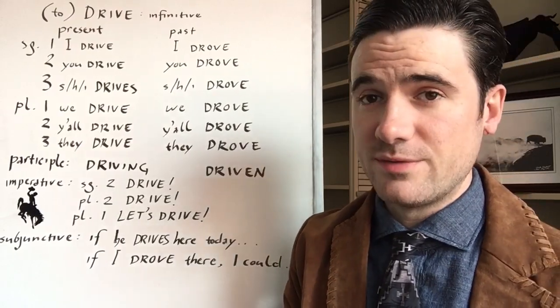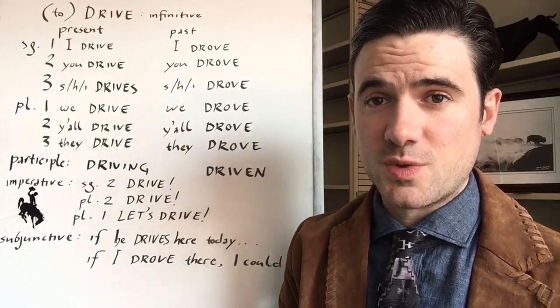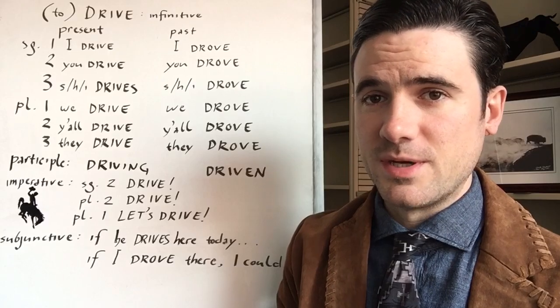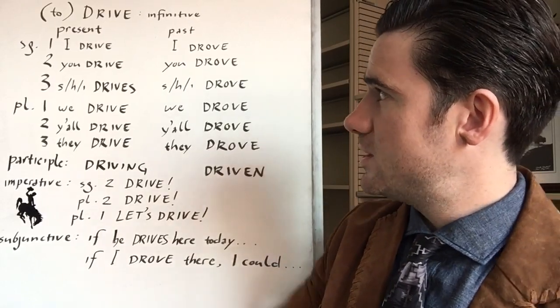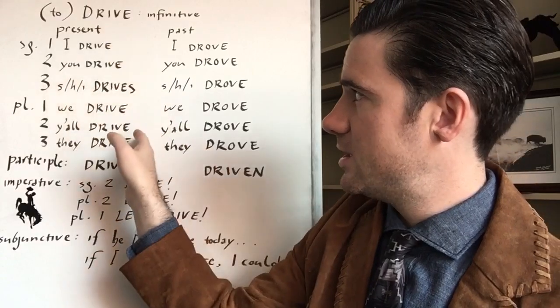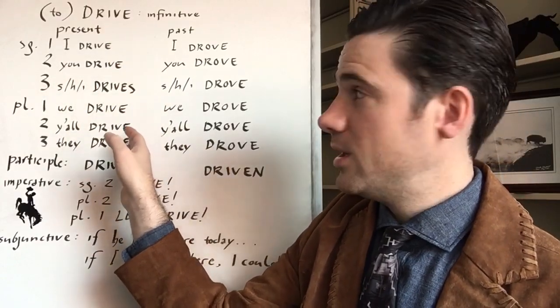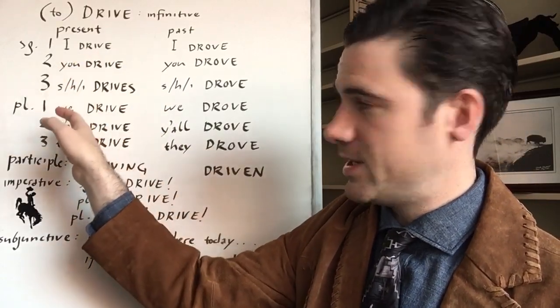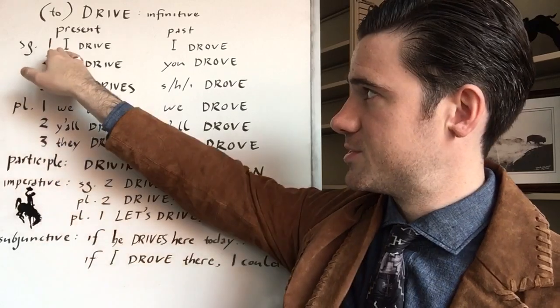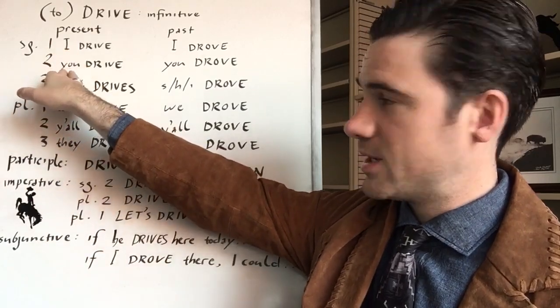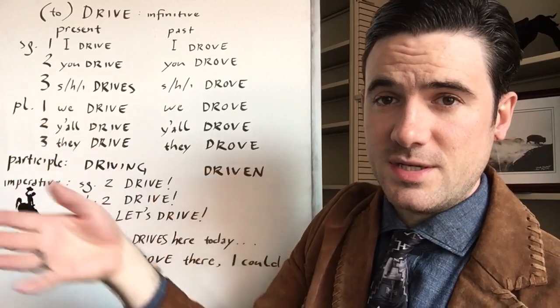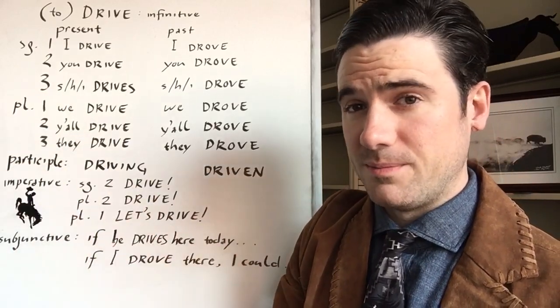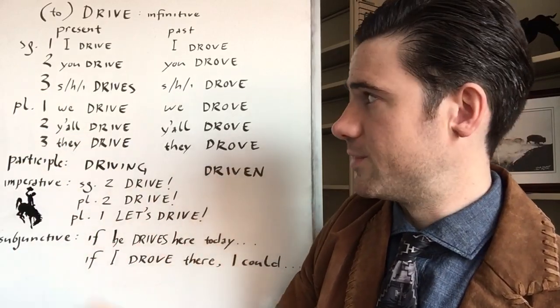So here's drive. This is a typical strong verb in English, and I'll get in a minute to what I mean by strong and weak verb. We see that in the present tense, we have 6 possible categories of subject. First person singular, I, second person singular, you, third person singular, she, he, it, or any given thing, a book, a Viking, the sword, whatever.